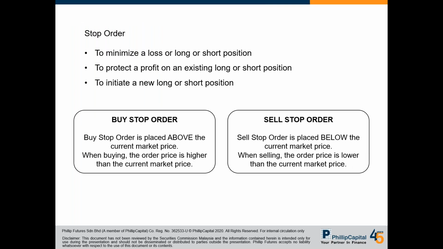Next are the stop orders. A stop order is an order to buy or sell a stock at the market price once the stock has traded at or through a specific price, which is the stop price. If the stock reaches the stop price, the order becomes a market order and is filled at the next available market price. If the stock fails to reach the stop price, the order will not be executed. In stop orders, there are two types, which are the buy stop order and the sell stop order. The main function of a stop order is to minimize the losses on your positions. It can also protect the profit of existing positions and also initiate new long or short positions.